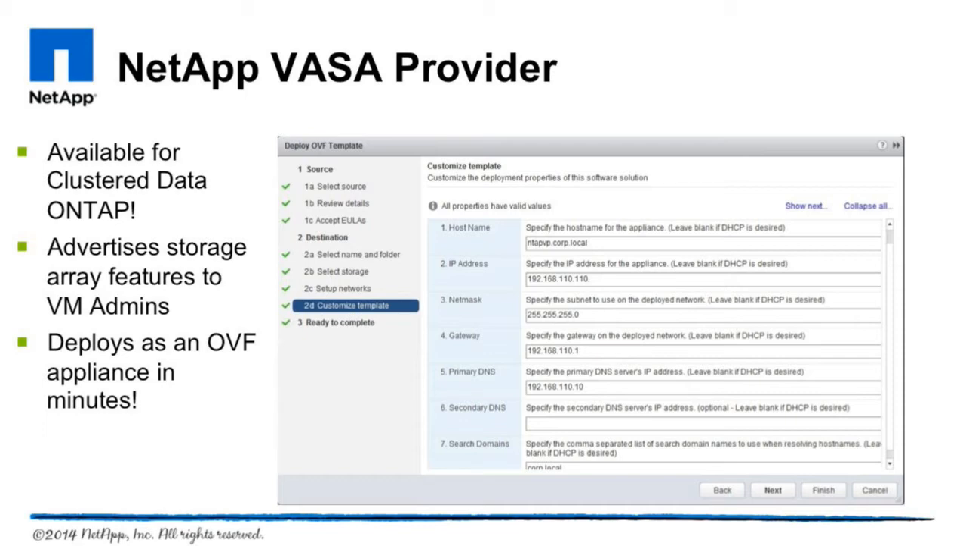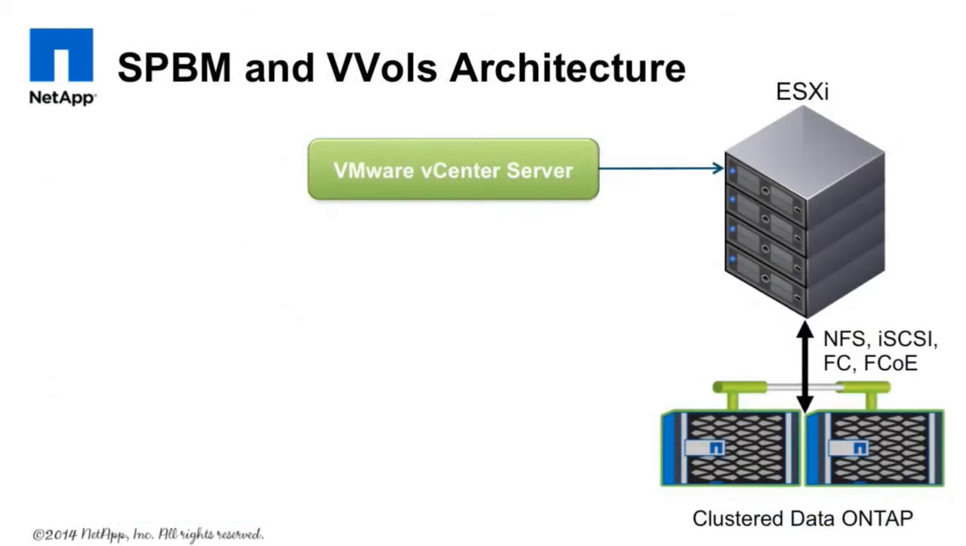It deploys as an OVF appliance in your vCenter and directly integrates with our top plugin, the VSC, or Virtual Storage Console. As you can see, it's one page of setup. You just give it a name, an IP address, subnet mask, and a gateway, and it deploys itself automatically for you. If we take a look at policy-based management and VVols architecture, we'll get to VVols specifically in just a moment.